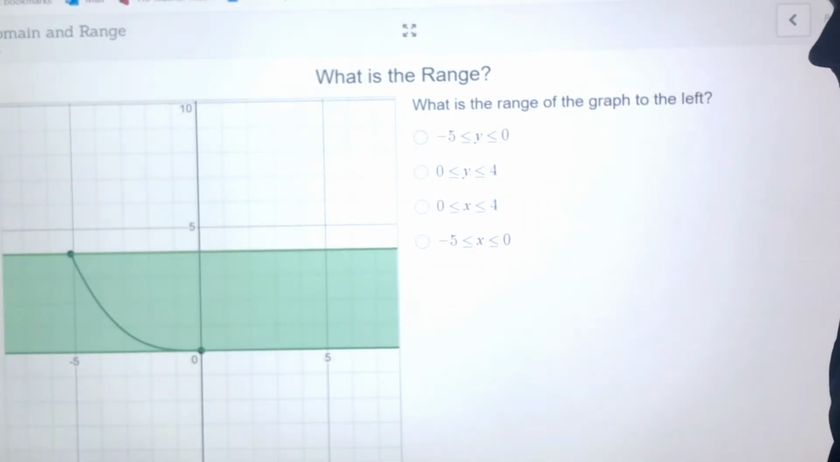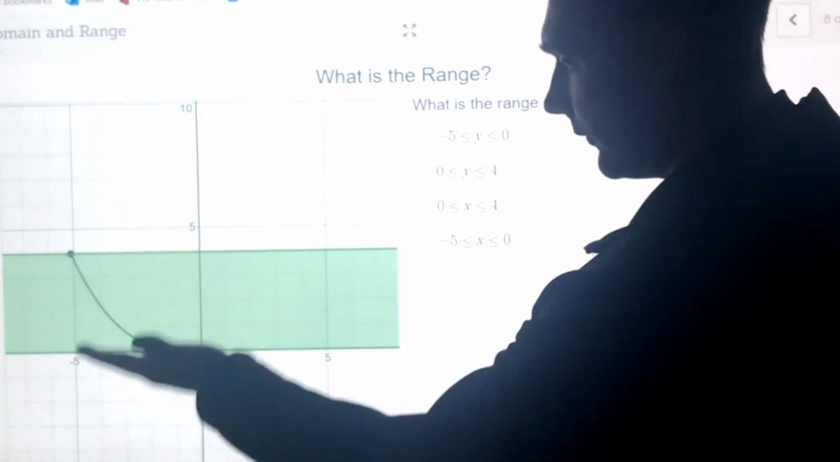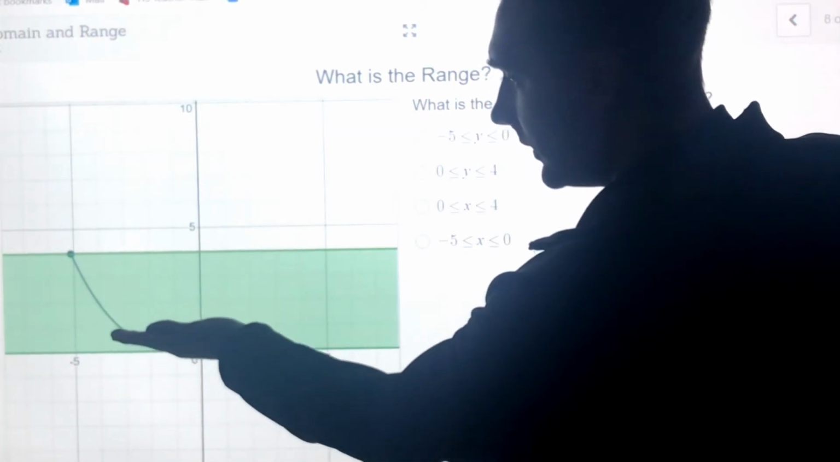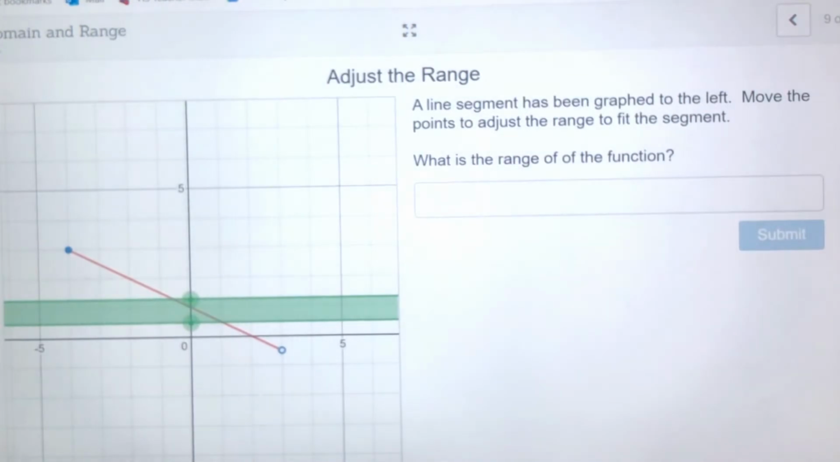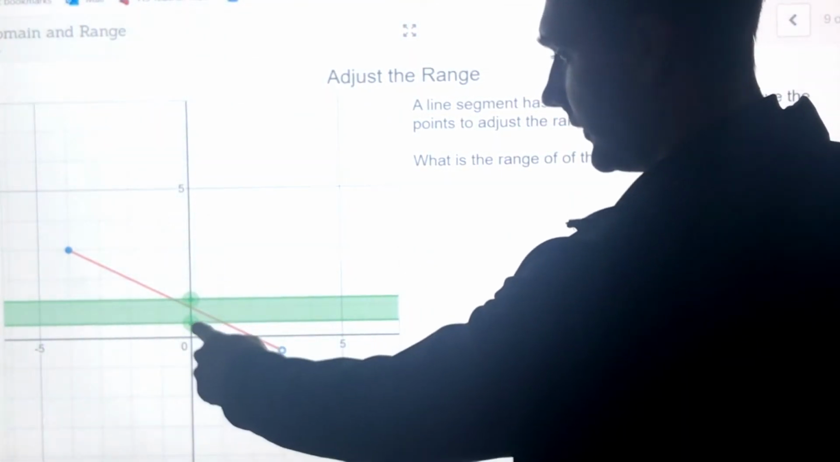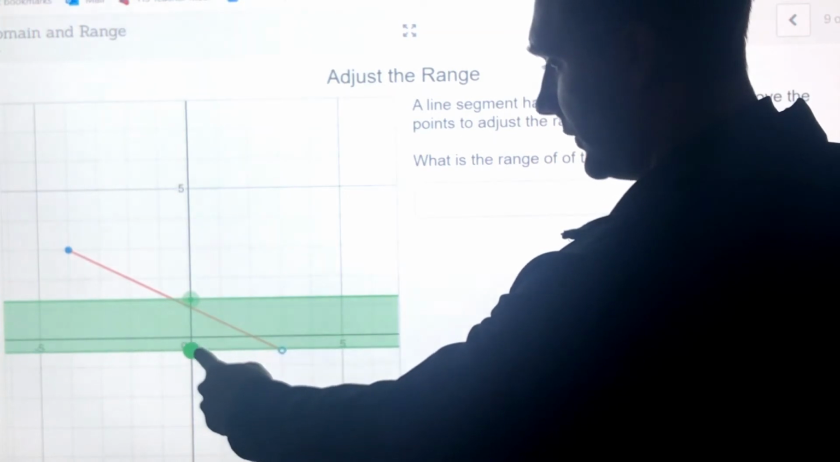So again here, what would be the range? The range is going from smallest value, 0, to largest value, 4. Let me box this one in. So find my smallest value for my range.